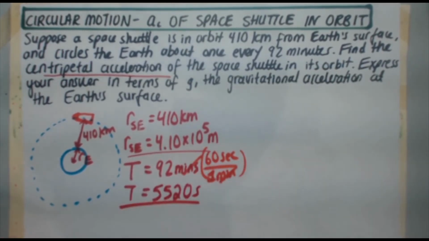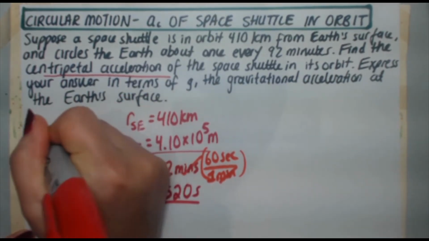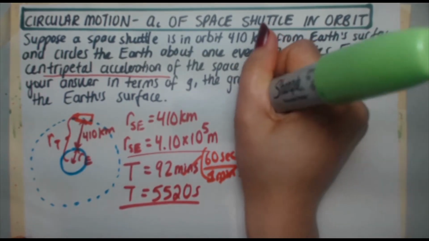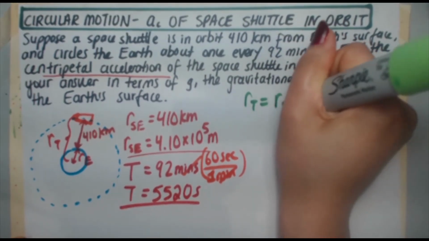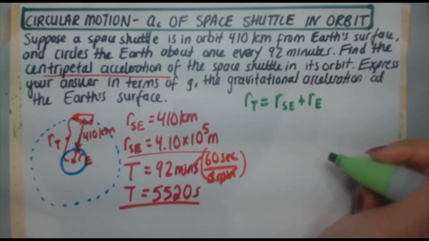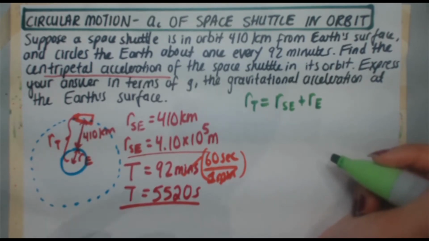We've got the distance from the space shuttle to the Earth, and now we want to find the total radius. We'll call that R_T because that's the one we're going to use in our calculation. R_T is equal to R_SE plus R_E. In this question, they don't tell you the radius of the Earth. Things like the mass of the Earth, radius of the Earth, and acceleration due to gravity at Earth's surface are not given to you in a problem. It's expected that you will either look it up on a formula sheet or have it memorized.